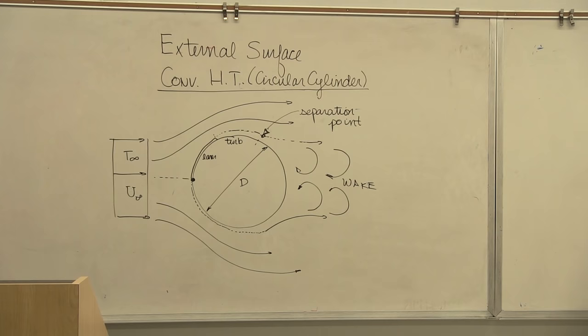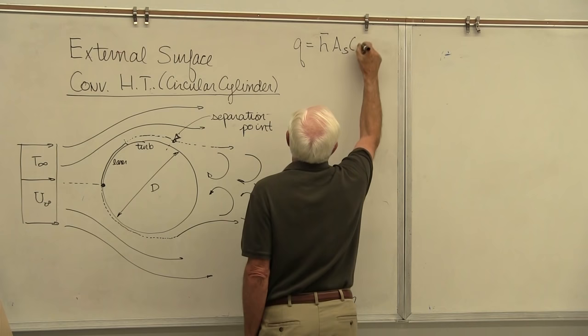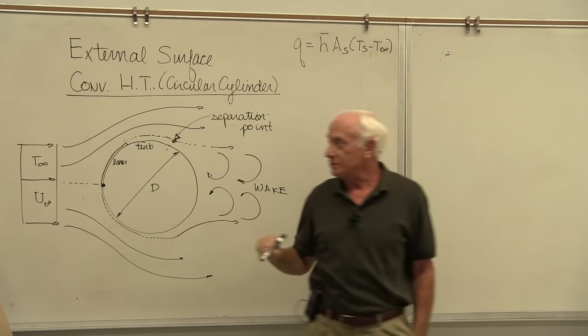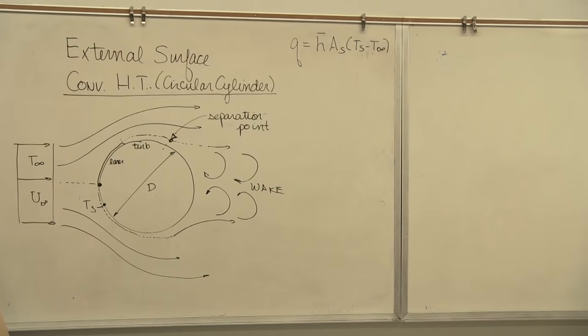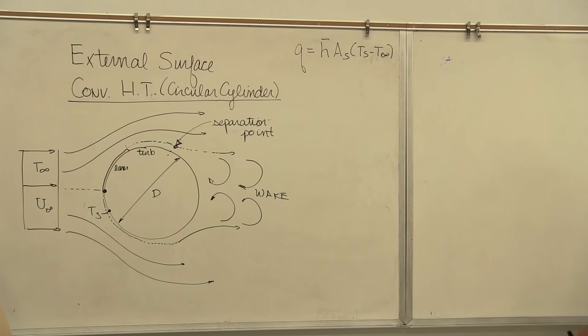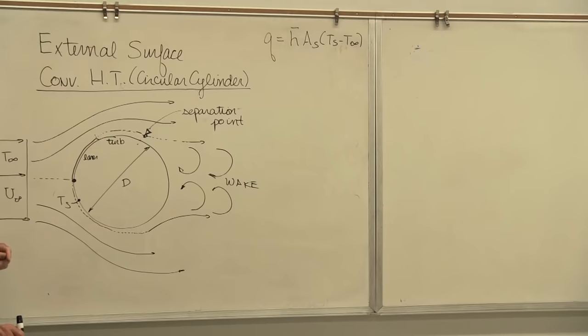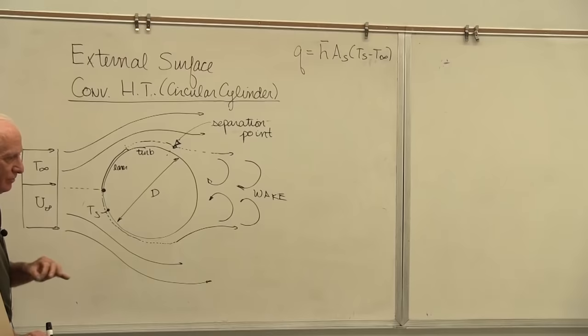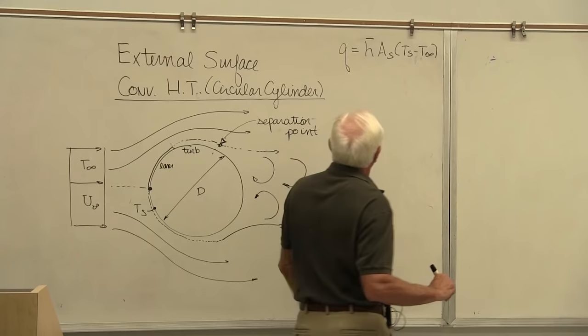So now our objective is to get h bar in ME415, because we want to find the heat transfer Q. And Q is equal to h bar A_s (T_s minus T infinity), assuming the surface is hot and the free stream is cold. The temperature of the surface, we call that T_s. It's the same all the way around the cylinder. T_s is constant all around the cylinder. Let's do A_s first. What is A_s? It's the surface area, the area of the circular cylinder that is in contact with the fluid: pi D L, circumference times length.